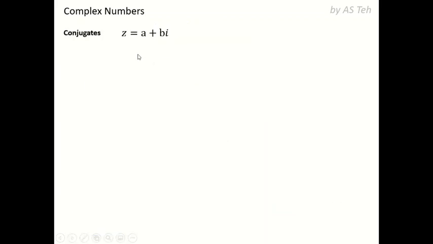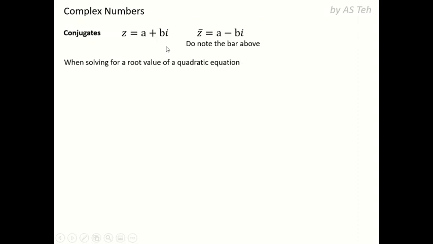Okay, so there's also a concept of conjugates. What are conjugates? Basically, it's kind of like a twin or opposite twin. The conjugate is where you have a minus bi as opposed to a plus bi. So it's a twin of this one. What happens is you only invert the sign of the i portion, based on the complex number here.